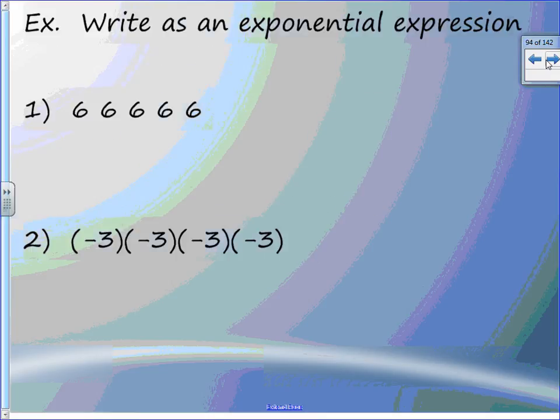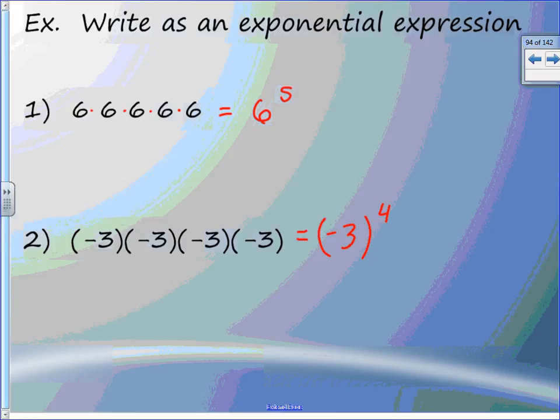So we know if we have 6 being multiplied times itself 5 times over, we write it as 6 to the 5th. One thing to keep in mind when you have a negative base, you're going to want to write it as (-3) to the 4th. See, parentheses around the negative is going to be essential.